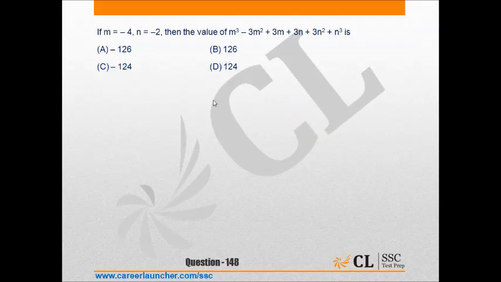In this case, we have to simply put the values. Minus 4 cube minus 3 into minus 4 square plus 3 into minus 4 plus 3 into minus 2 plus 3 into minus 2 square plus minus 2 cube. This gives me minus 64, this gives me minus 48, minus 12, minus 6, plus 12, minus 8. This gets cancelled out, total is minus 126.